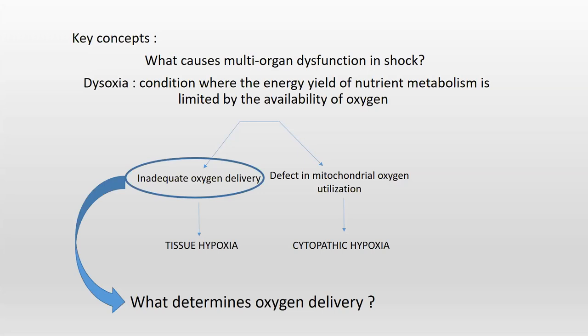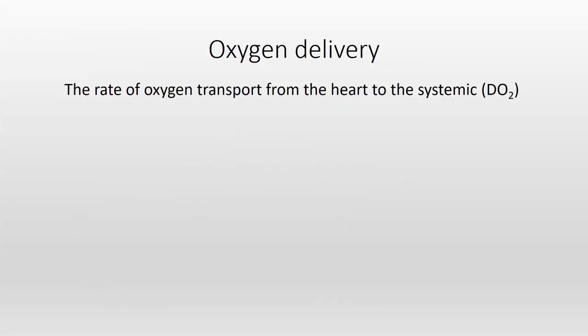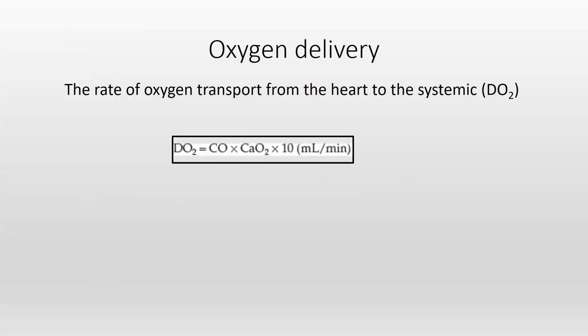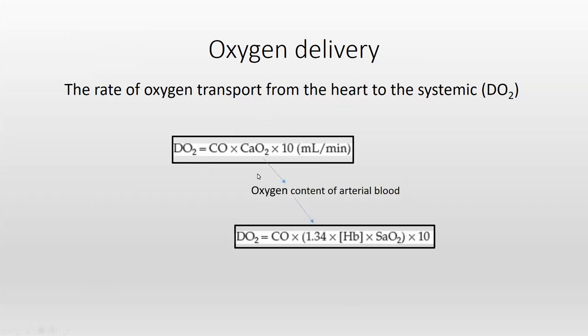Now, what determines oxygen delivery then? It's the rate of oxygen transport from the heart to the systemic capillaries and systemic circulation. It's determined by our cardiac output and the arterial oxygen content of the blood, which in turn can be derived by this equation: cardiac output times 1.34 times hemoglobin times the oxygen saturation of blood. And 10 is to convert from milliliter per deciliter to milliliter per liter.